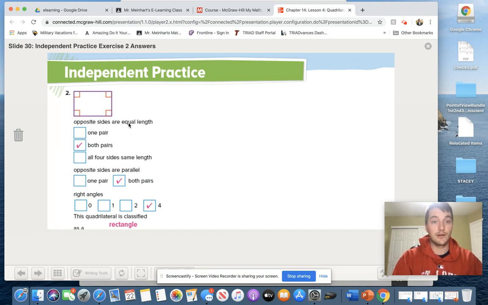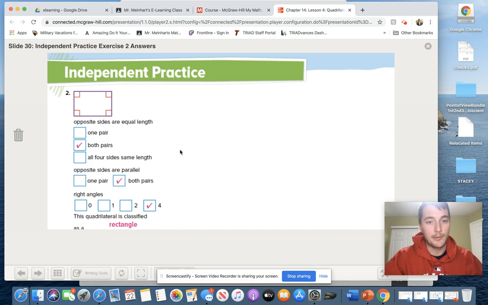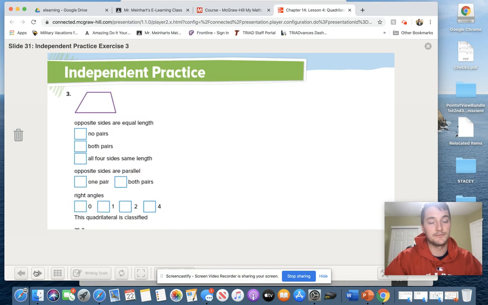Opposite sides are equal length. Both pairs. 1 and 2 are equal. Opposite sides are parallel. Both pairs again, because look, same space in between each one, right? And it can go up and down, or it can go on the side. All right. How many right angles? 4. 1, 2, 3, and 4. And it is classified as a rectangle.